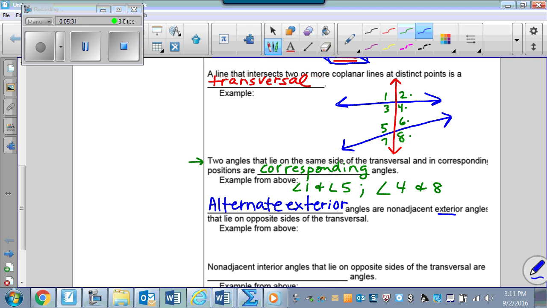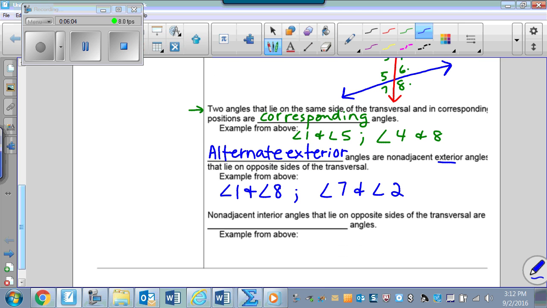They're on opposite sides of the transversal. So let's pick a couple of examples like we did. What if I pick angle 1? That's an exterior angle, right? Because it's on the outside of one of the lines. What is the angle that is an alternate exterior angle to angle 1? I hope you're thinking angle 8. And let me pick another one. I've only got one more set of these, right? And that would be angle 7 and angle 2. Those are my only two sets of alternate exterior angles. What if I have non-adjacent interior angles that are on opposite sides of the transversal? Of course, those would be alternate interior angles.